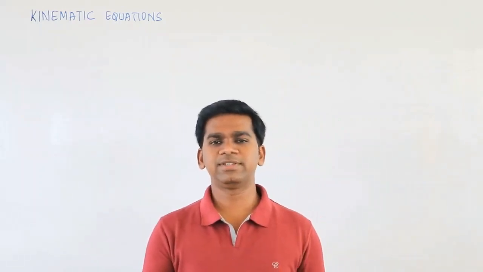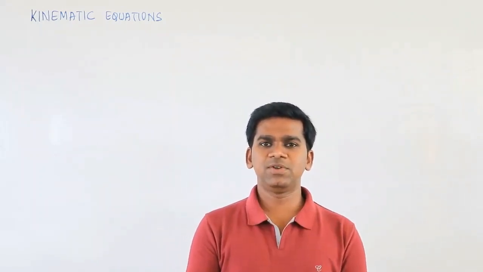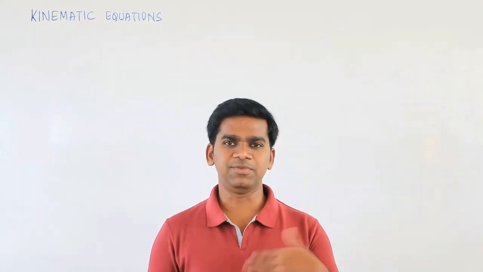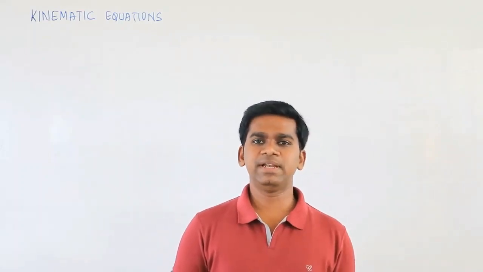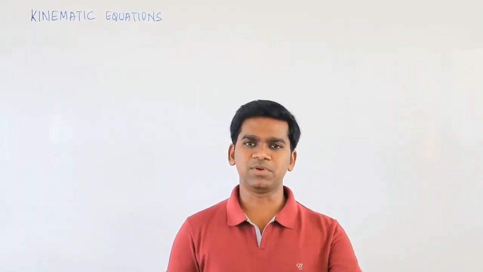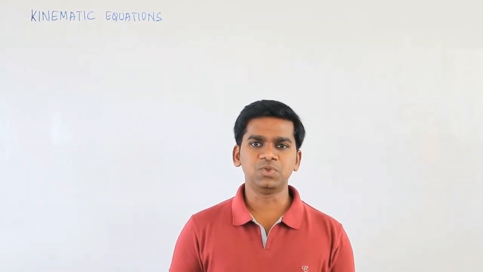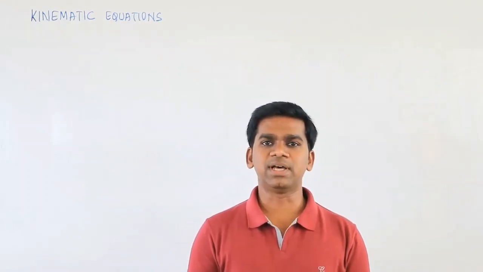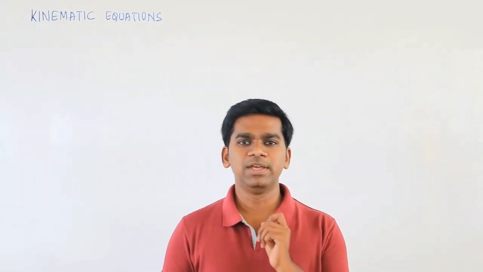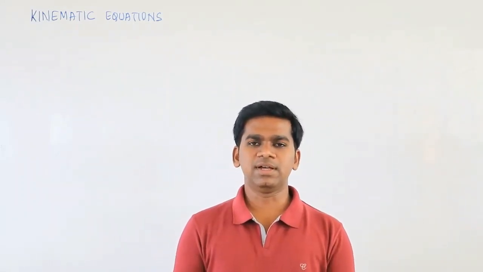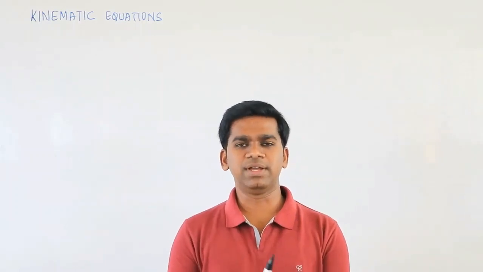In last class we discussed the equations of motion, which are also called kinematic equations. The three fundamental equations we discussed and solved problems from are v equals u plus at, s equals ut plus half at square, and v square equals u square plus 2as. I hope these equations are very familiar to you.